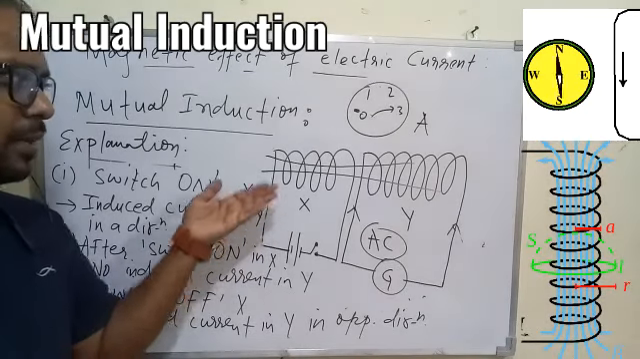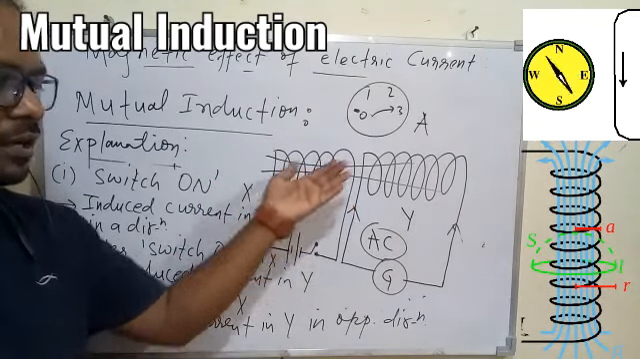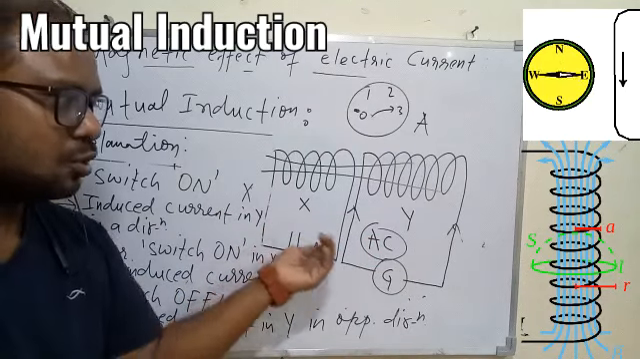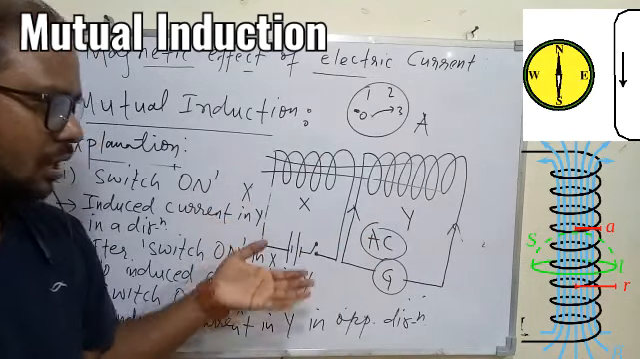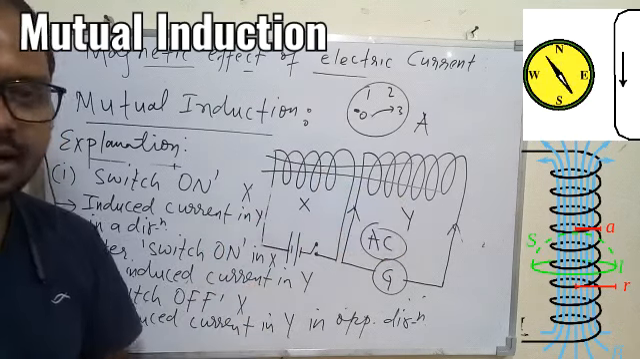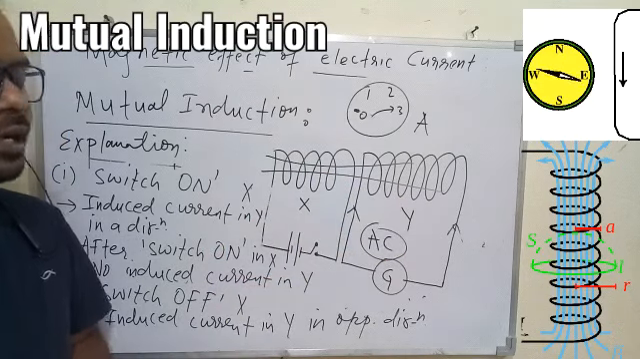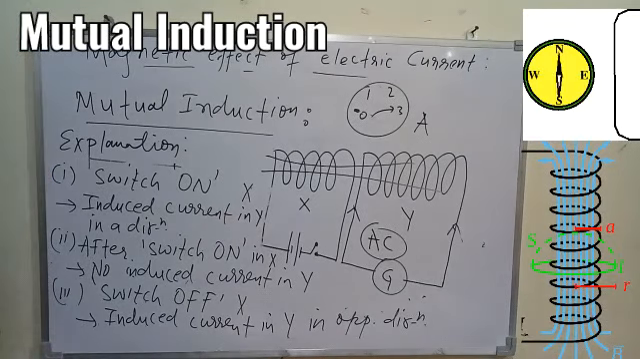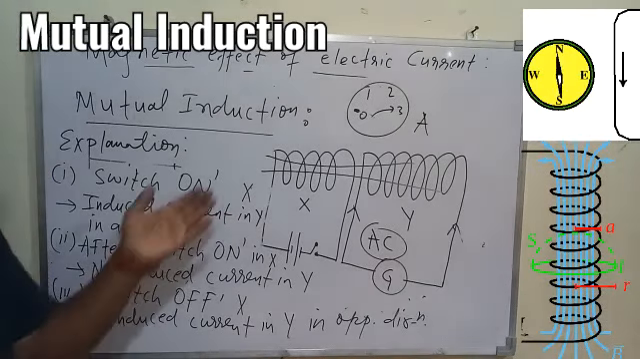When you switch it on, the magnetic flux will increase, so current will be induced in one direction. When you switch it off, magnetic flux will decrease, so induced current will be in the opposite direction. And when the current is constant, there is no magnetic field variation in Y, and hence there is no induced current. So overall this has a very good advantage. That is why we are doing this.